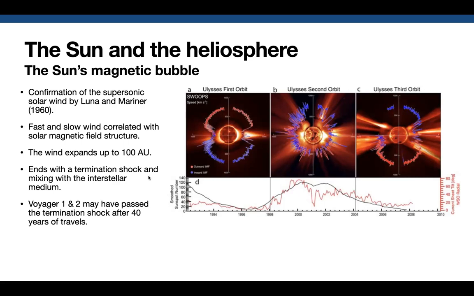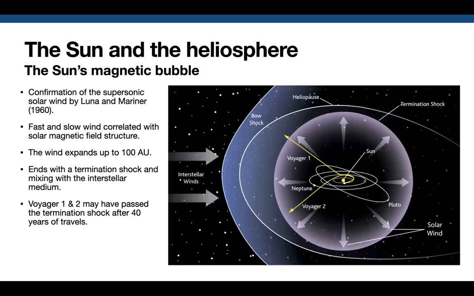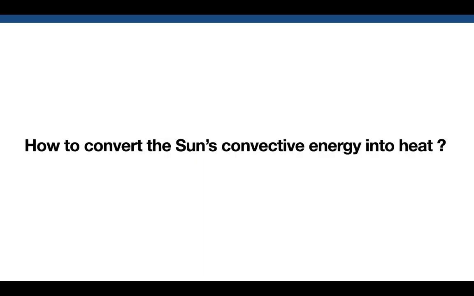As I said, the wind expands up to about 100 AU and then ends with a termination shock. We now know that some of the probes that we sent in the 70s have probably passed the termination shock after more than 40 years of travel. You see them going outside the termination shock and into the heliopause, where you have a mixing of elements from the interstellar wind and the solar wind. Right. So now the key question that I have not answered yet is how to convert the sun's convective energy into heat.